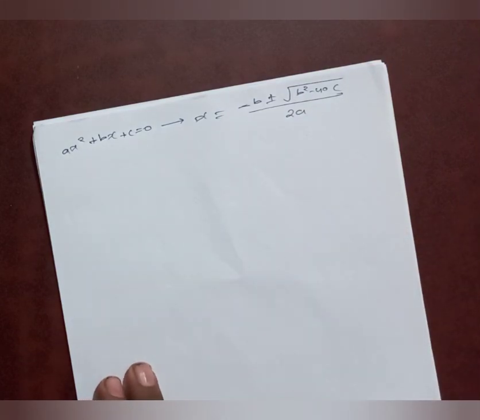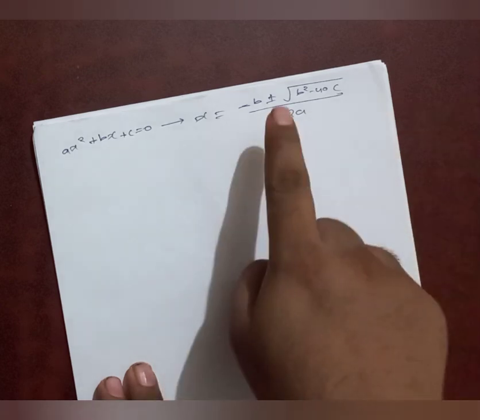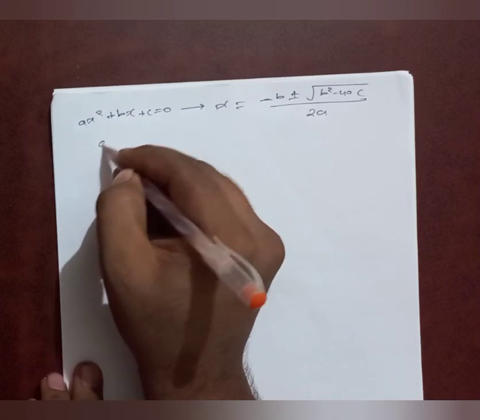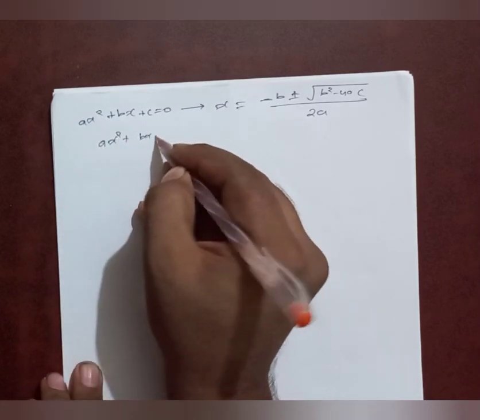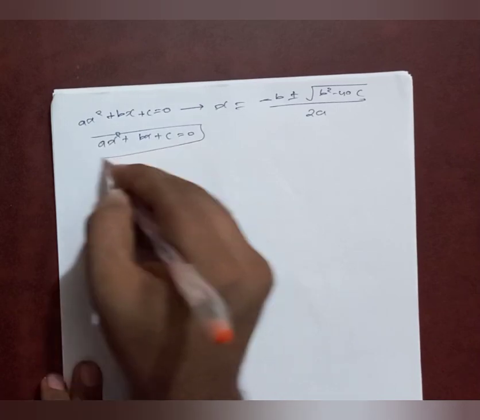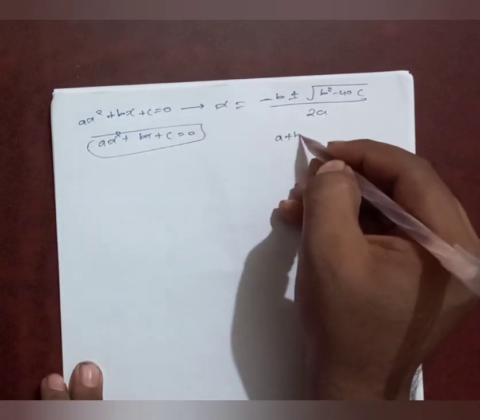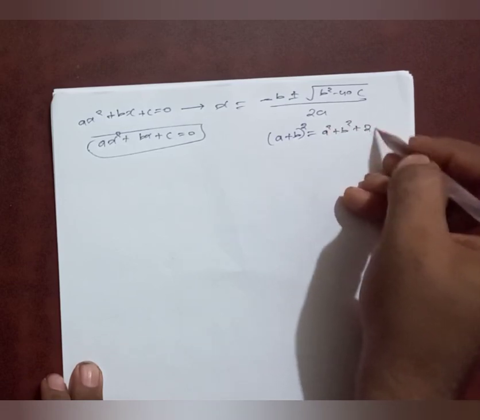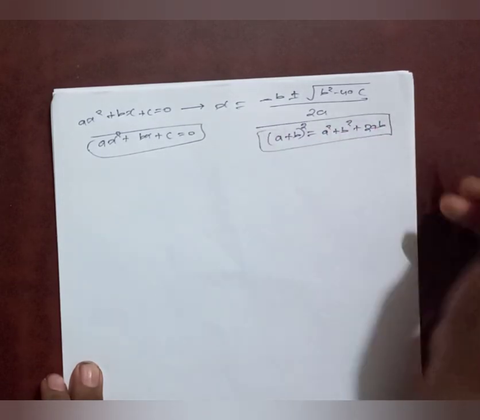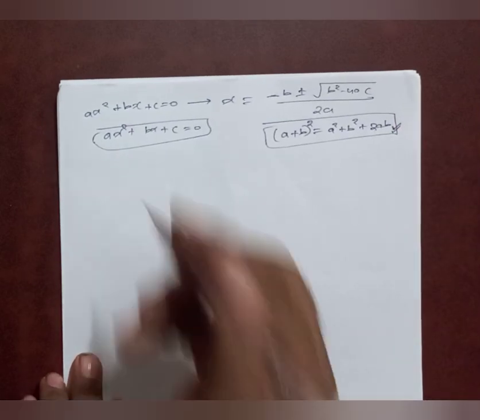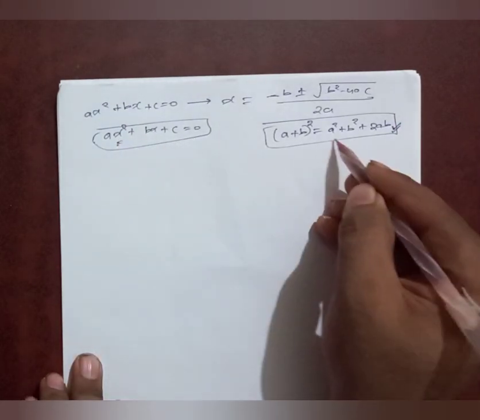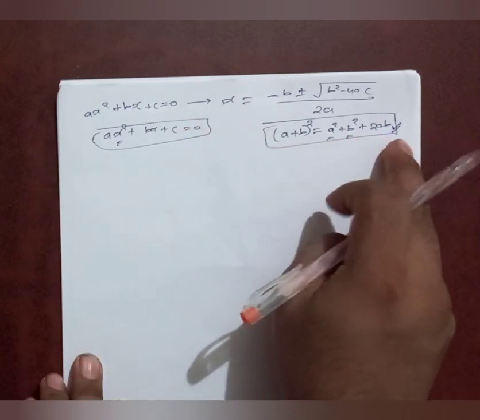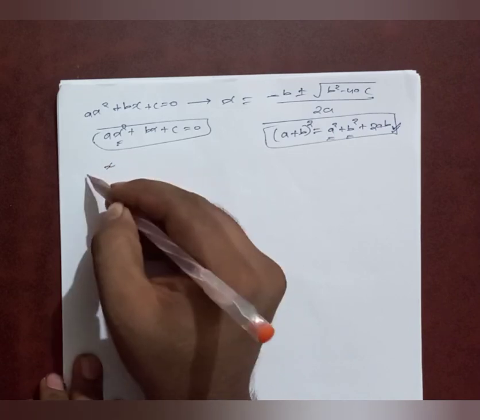Friends, I think most of you don't know the derivation of this formula, so I will derive it first. Let us consider a quadratic equation ax square plus bx plus c equal to 0. Friends, I hope most of you know the formula a plus b whole square equals a square plus b square plus 2ab. If you don't know, just remember this. I want to convert this form into the a square plus b square plus 2ab form. So I want to take a common from this.